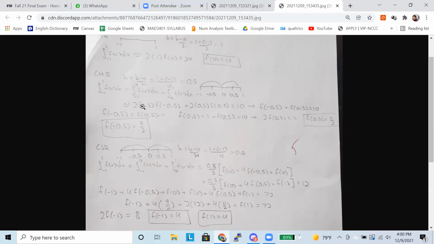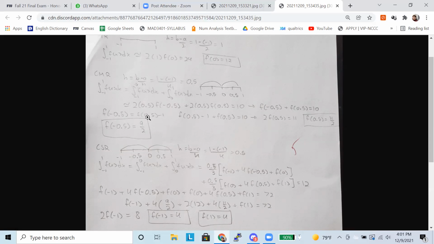So it's just 2, part of the formula, times 0.5. This 0.5 is the h, okay? Times f of -0.5. Same thing here. All this equals 10, right? And once you simplify all this, you get this equation, which is f of -0.5 plus f of 0.5 equals 10. That's your equation.